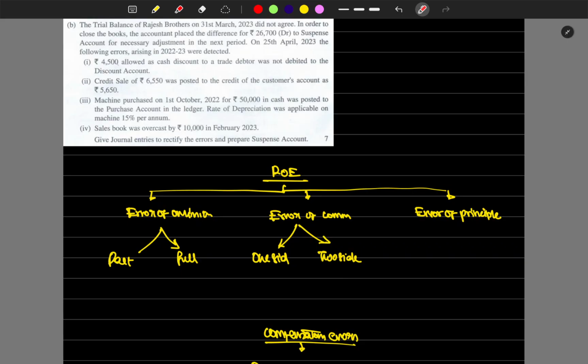Okay, so first, what is rectification of entries? If you have made any mistakes or errors in the books of accounts, we have to rectify that with entries. That's the rectification of entries, right?